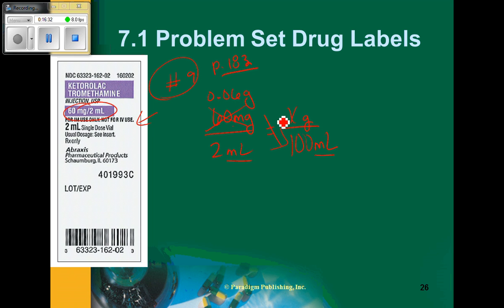Cross multiply. X always goes on the bottom, so 2 times X is 2x. I always put X, it just helps you to do that. And then 0.06 times 100 would be 6. 6 divided by 2 would be 3%, or you could have said 3 grams.